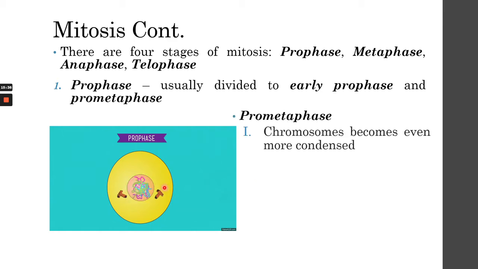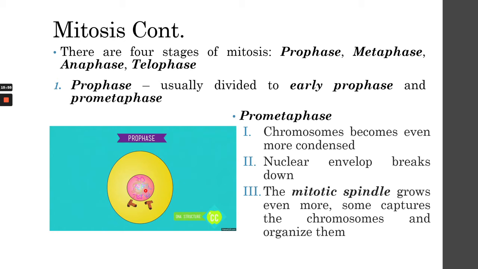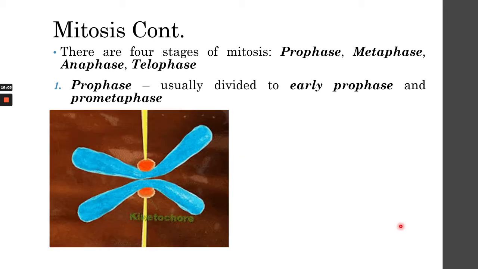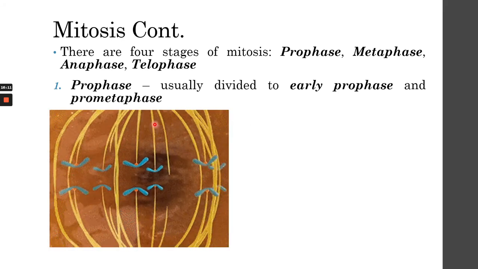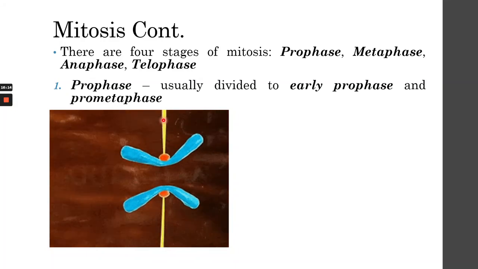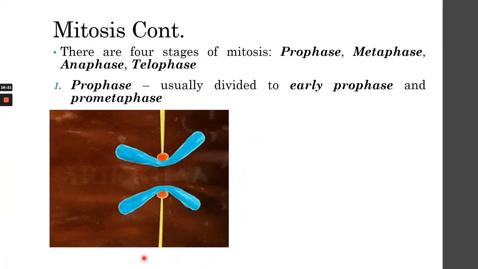So in the prometaphase part, chromosomes become even more condensed, and then the nuclear envelope breaks. The membrane of the nucleus breaks, which means the chromosomes are released. After the chromosomes are released, the mitotic spindles will grow even more and capture the chromosomes and organize them. So what is happening? These are the spindles, and these are attached to what we call centrosomes. You can't see one centrosome here, but it's around here, and there's another centrosome at the bottom.